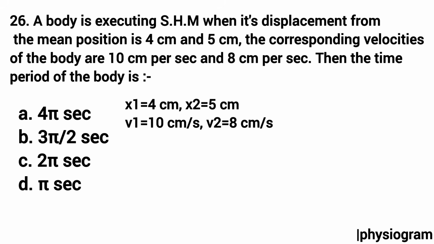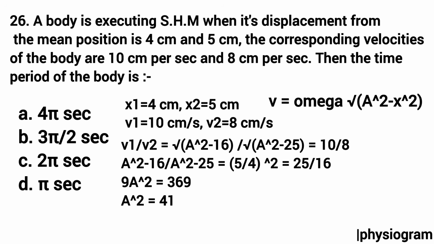Similarly, the velocities v1 and v2 are 10 and 8 cm per second. So the velocity in SHM is v equals omega root over of a square minus x square, and here omega is 2π by T, which is the angular frequency.